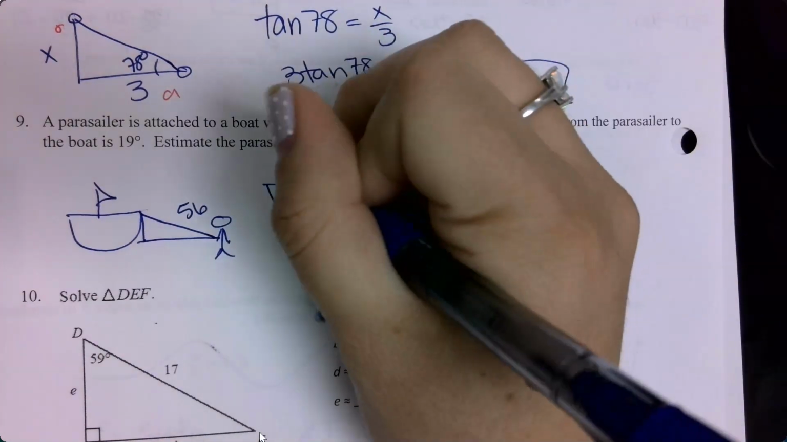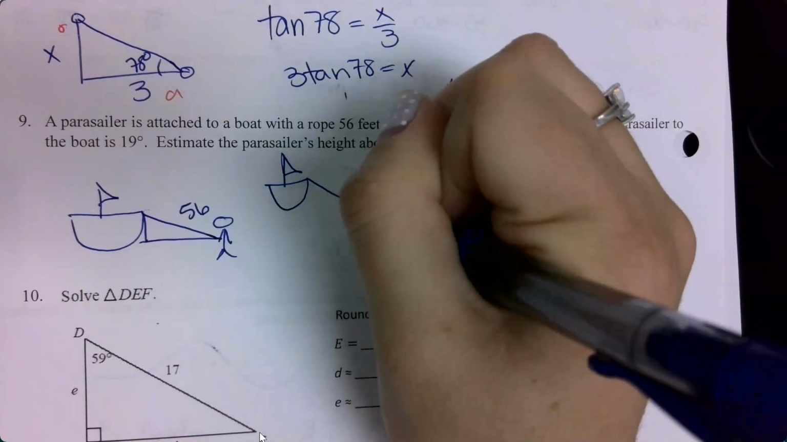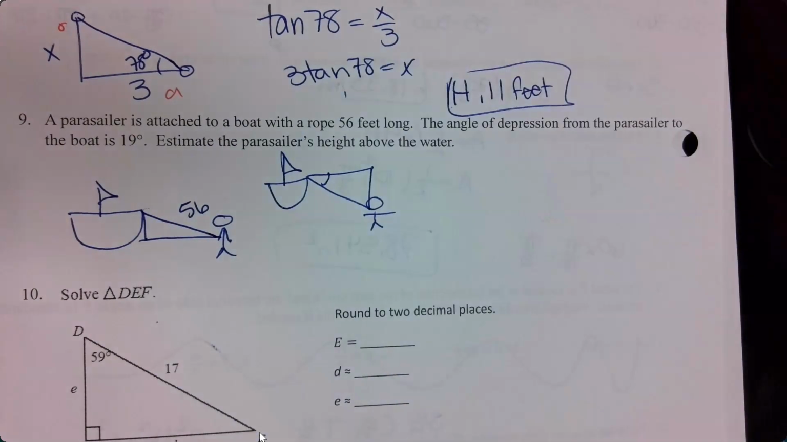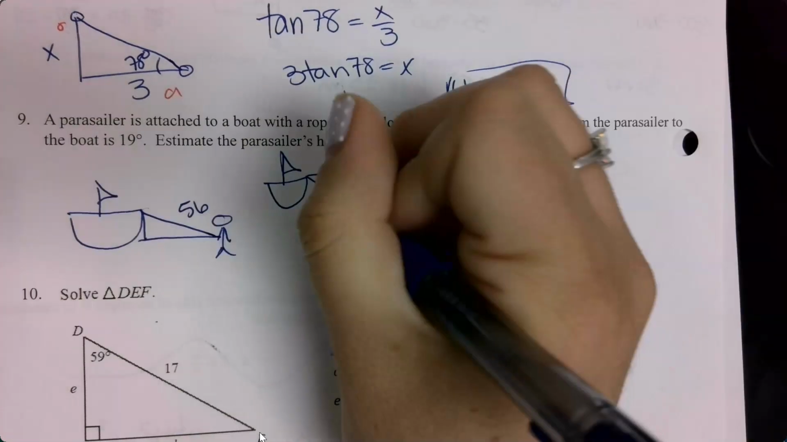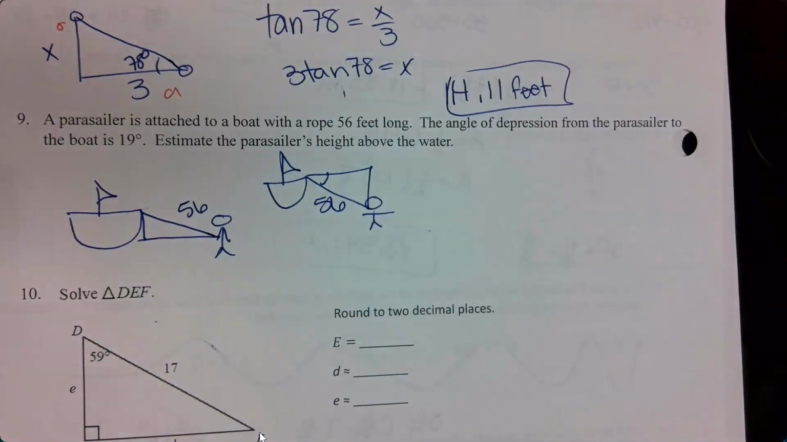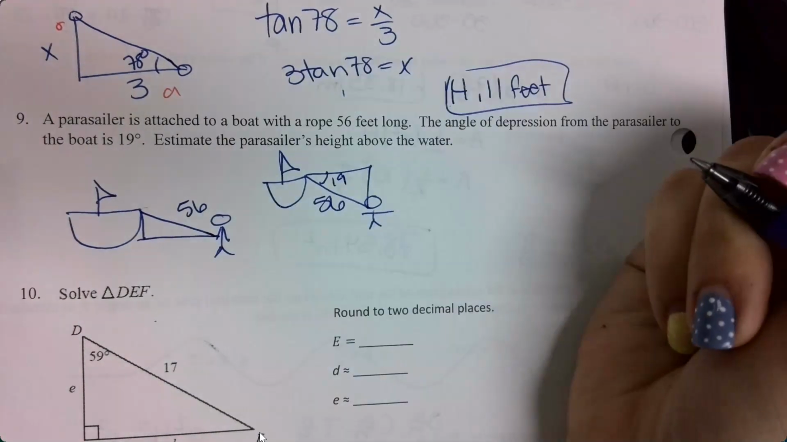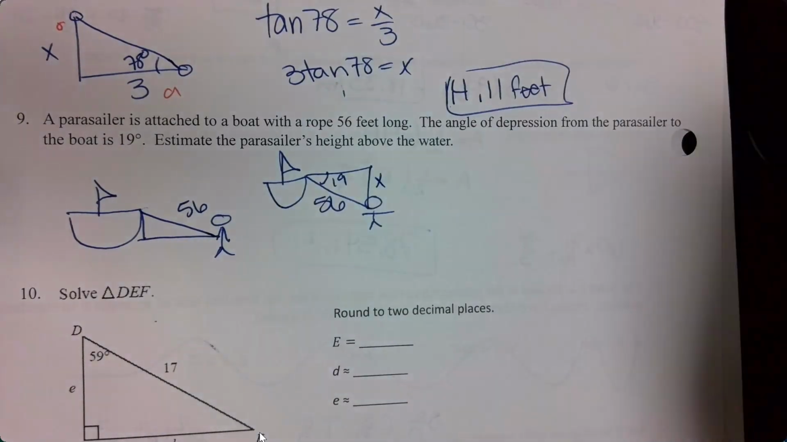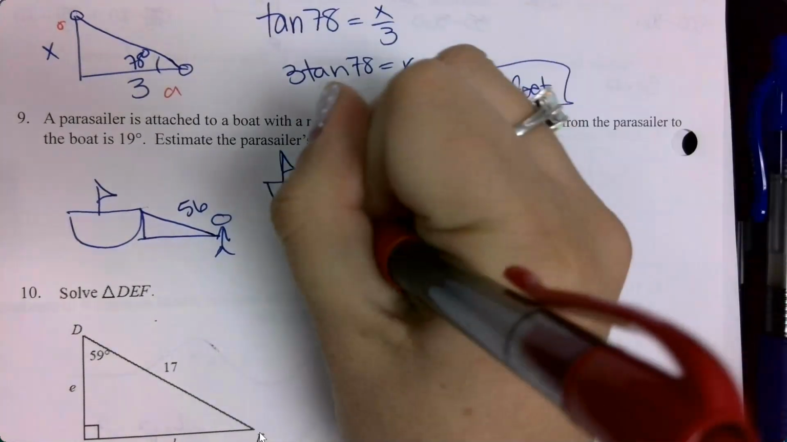Boat. Guy. Angle of depression is in the top corner, with the triangle looking down. It is 19 degrees. Find the height above the water. So, this part right here, that is my opposite and hypotenuse.